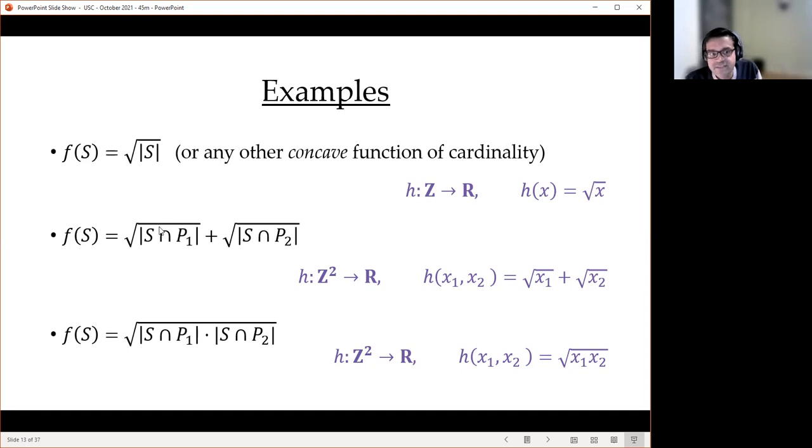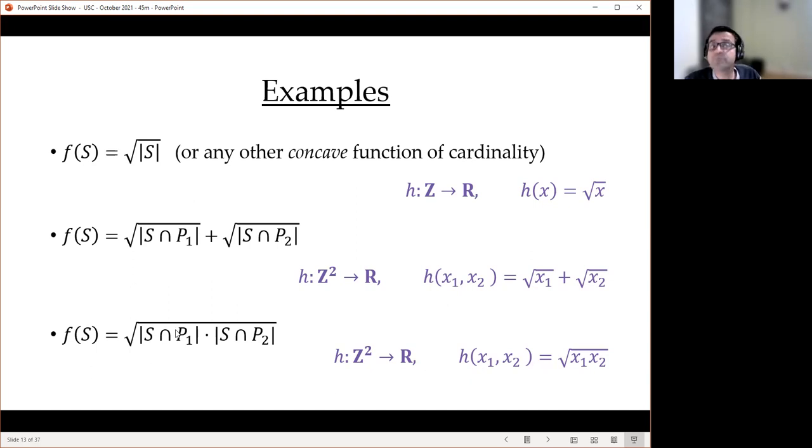A slightly more nuanced example has two parts. The partition has two parts, and I take the sum of the square roots. So the h function is square root of x1 plus square root of x2, and f of S is defined like this. So this h is a separable concave function. It takes some function on the first coordinate plus some function on the second coordinate. And a slightly more general case, which need not be separable, is where I take the product of these.